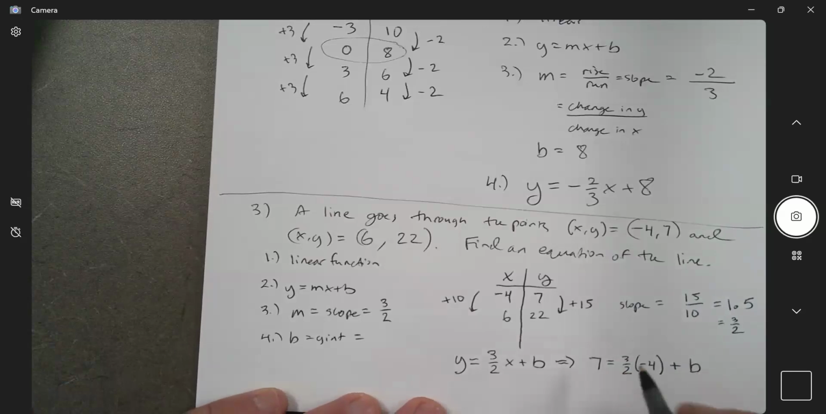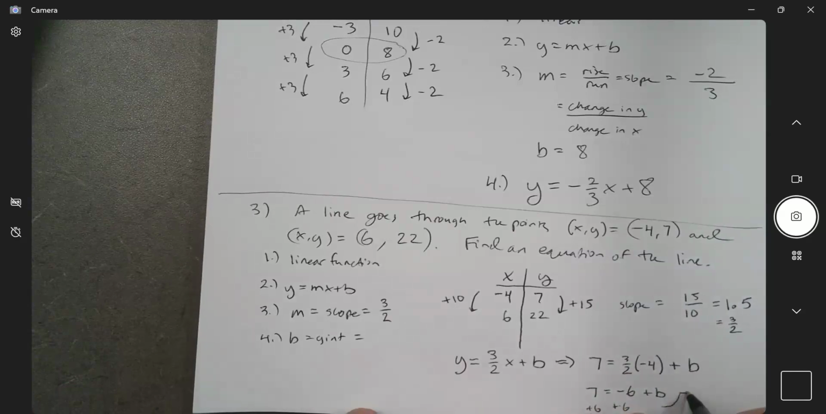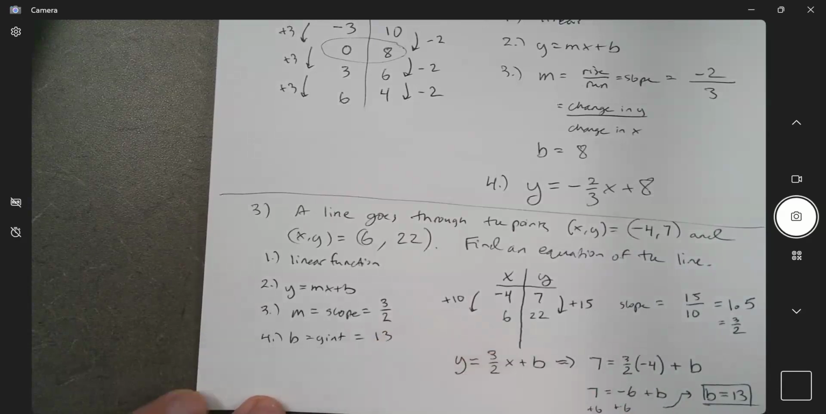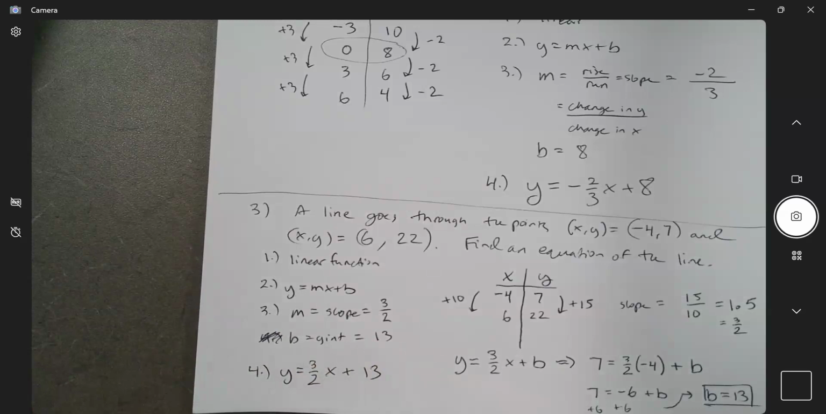So doing the arithmetic, we have 7 equals 3/2 times -4, which is -6, plus b. Add 6 to both sides, and we get b equals 13. And so our last step is to write our formula, y equals 3/2 x plus 13. And we did it.